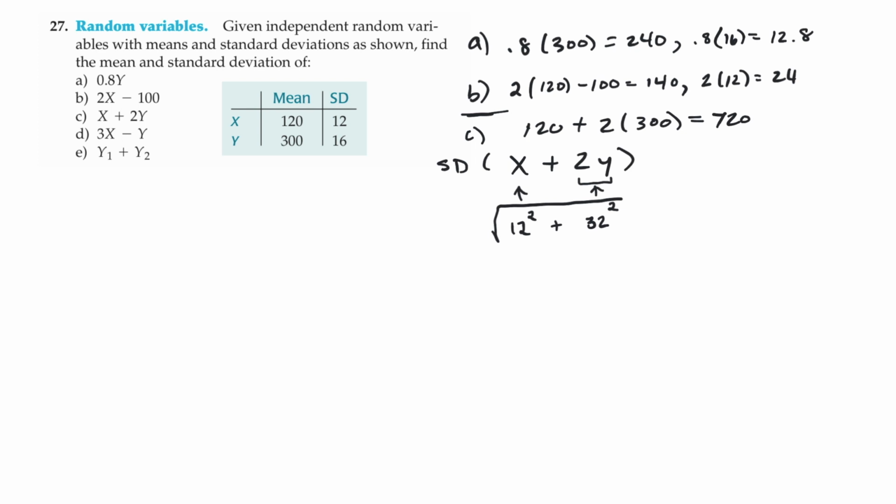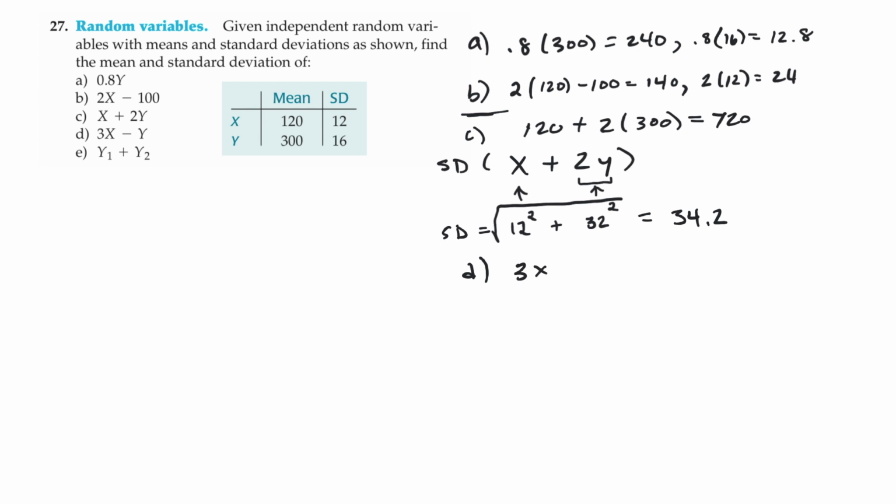We want the actual standard deviation of this distribution. So I'm going to have to take the square root of that number. So the square root of 1,168 is approximately 34.2.